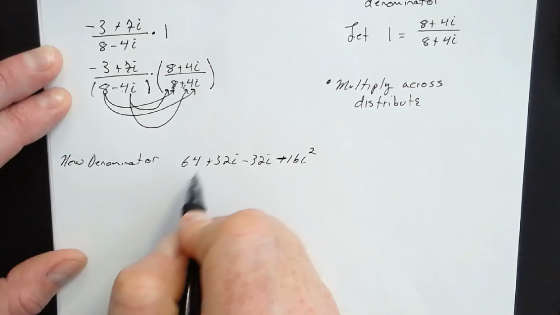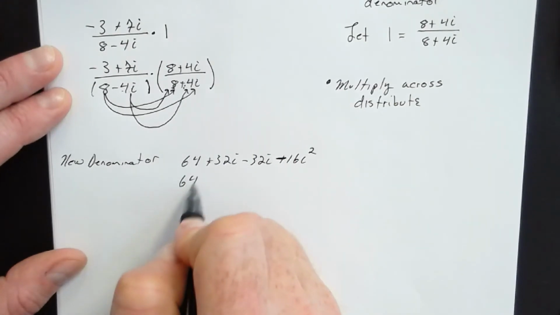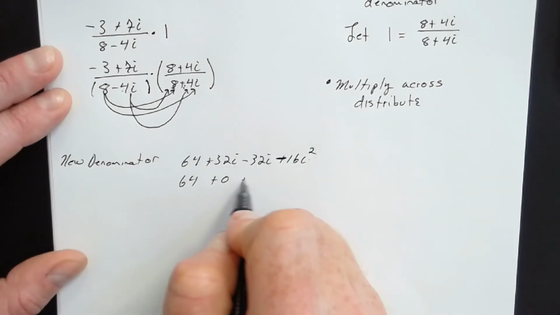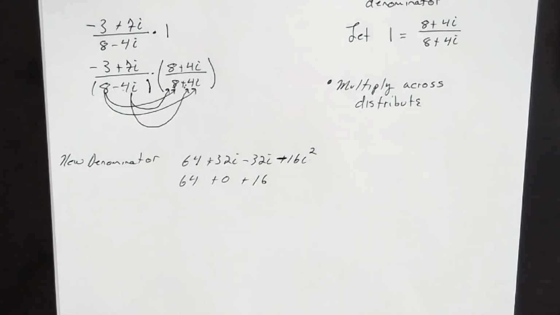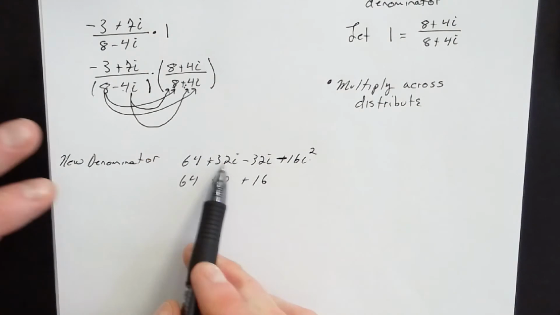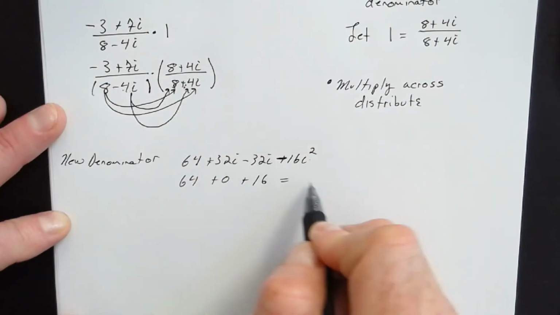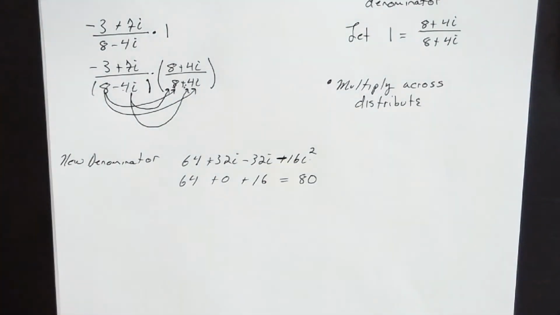But then when we add everything together, we have 64 plus 0 plus 16. Why put the 0 right there? Just to show they cancel out, but you don't have to. Now when we add this together, we have 80. So our new denominator is just 80.